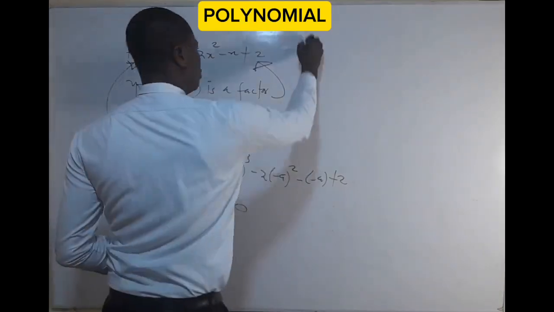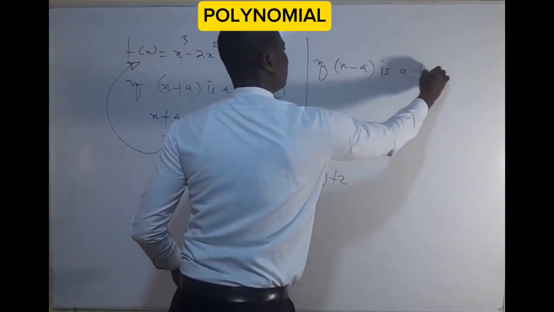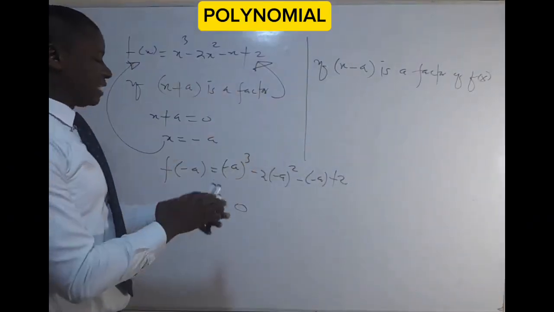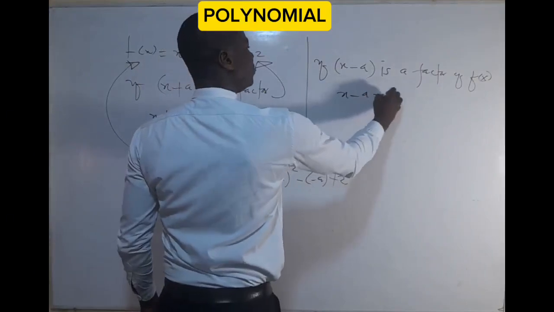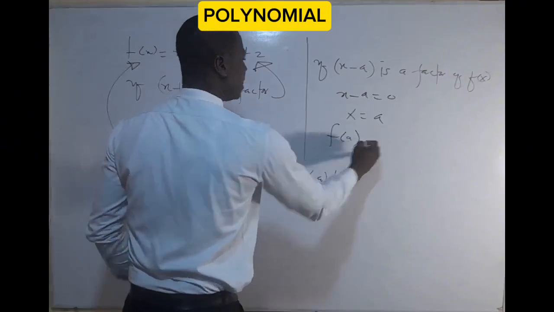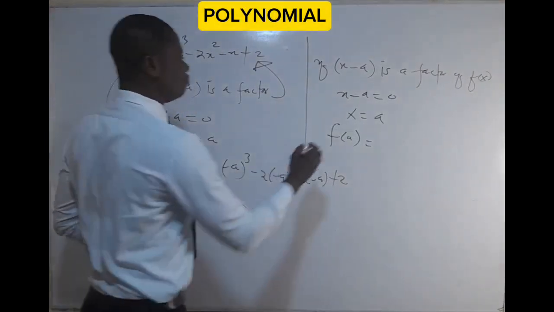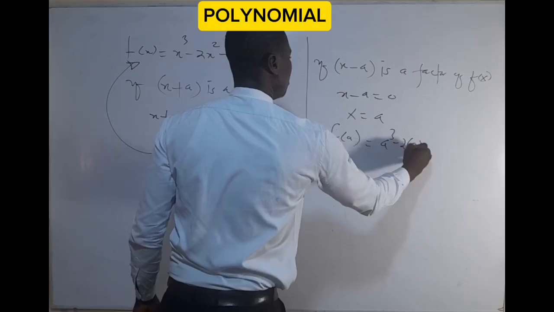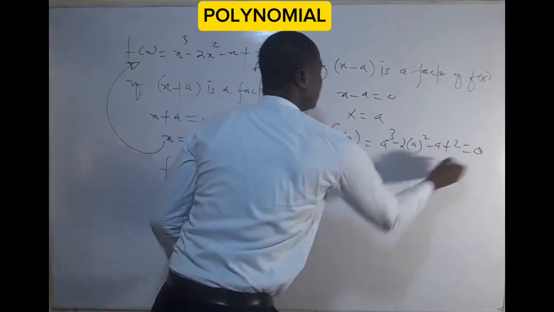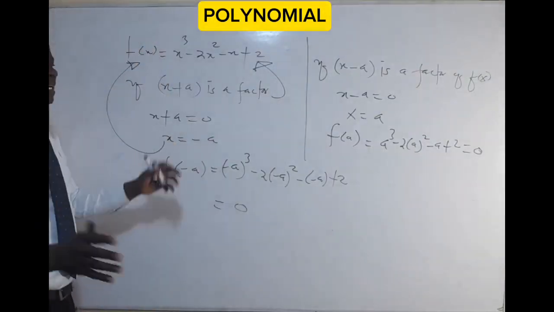Take note also, if x minus a is a factor of f of x, then it means that when you equate x minus a to 0 and you solve for x, you are getting a. So f of a means that wherever you see x in the function, you also represent that by a. So instead of x cubed, it will be a cubed. So we are going to have a cubed minus 2a squared minus a plus 2. This must also give you 0, because you also gave the condition that x minus a is a factor. So in general, that's what we call the factor theorem.